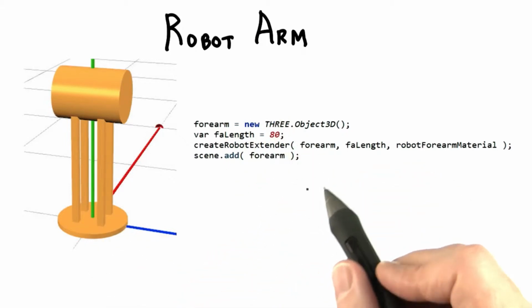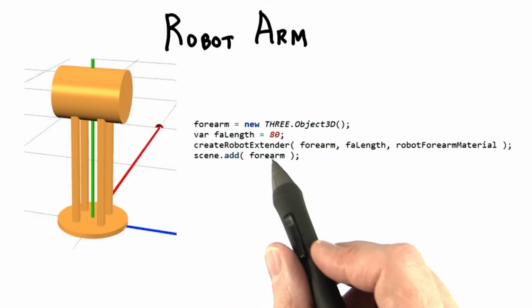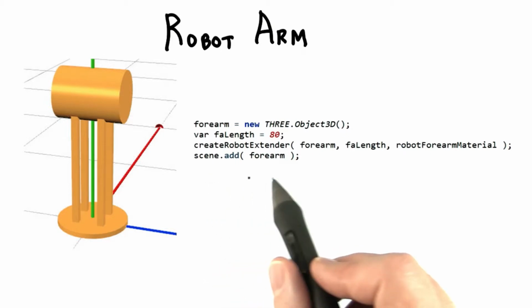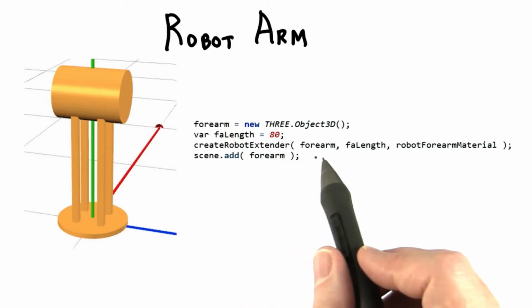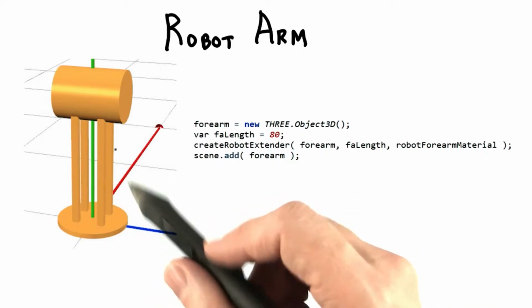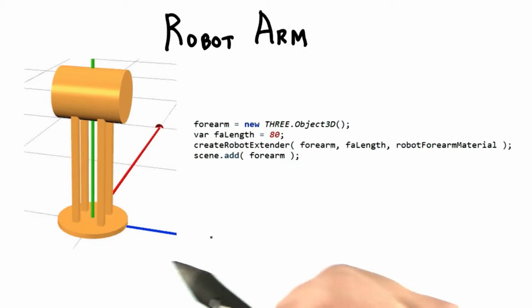There's not a lot to it. I create an Object3D, I call createRobotExtender, and then I add the forearm to the scene so I can see it. My createRobotExtender function adds a bunch of geometric objects to the forearm object. FA length is passed in to let this function know how tall to make the extender.